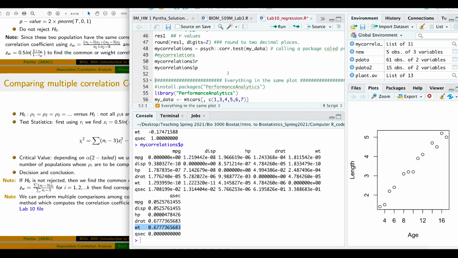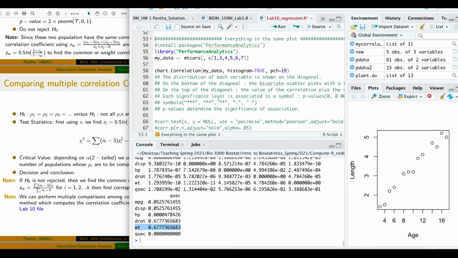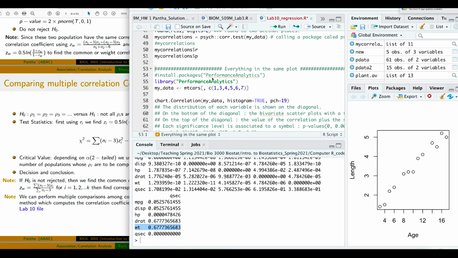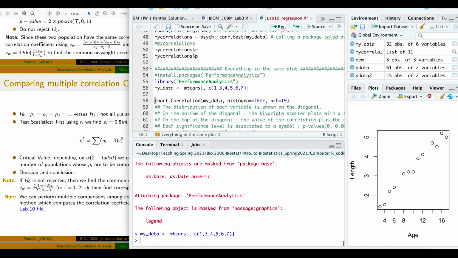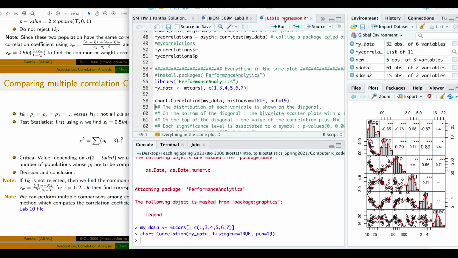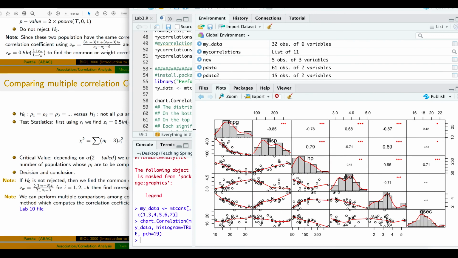Now, if you want to plot all those correlations in a nice plot, how do you do that? Look at this. You need to install a package called PerformanceAnalytics. First of all, you need to install this, run it, and then comment it out. Let me do the library, and then my data is my data. Now I'm doing the chart. Look at this. What does that chart stand for?